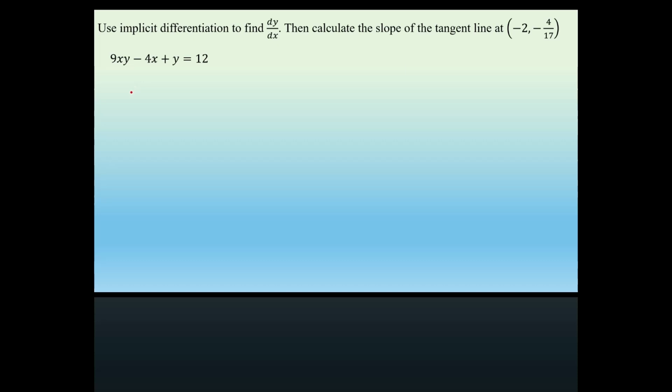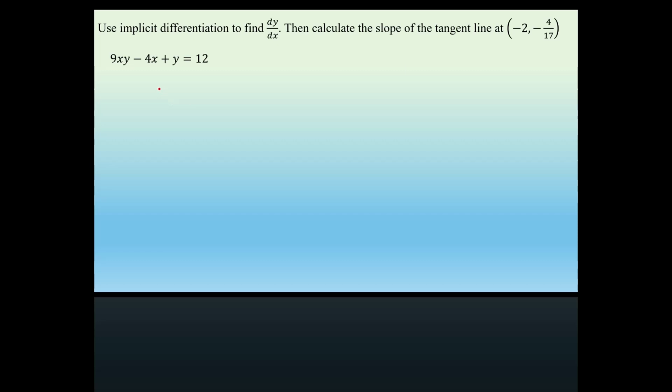Use implicit differentiation to find the first derivative, then calculate the slope of the tangent line at the given point. So implicit differentiation means that we do not have to solve the equation for y, but instead we can just apply the derivative to the left side and the derivative to the right side.